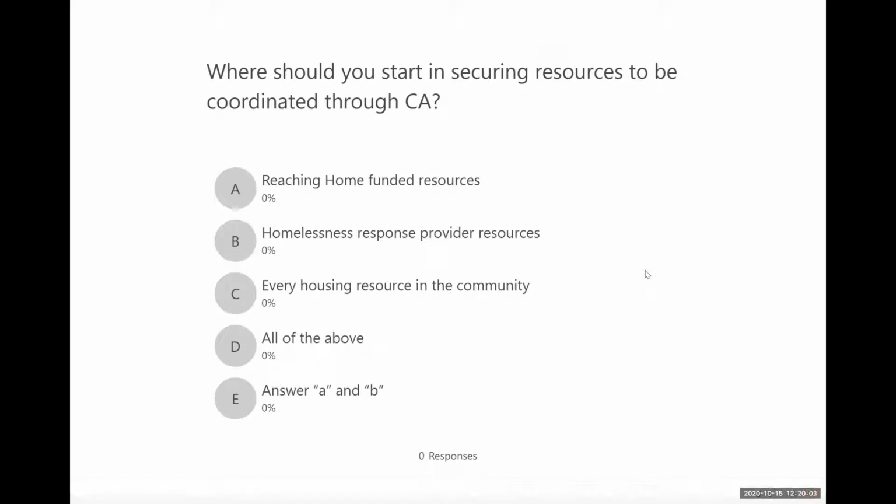So where do you start in securing resources to be coordinated? Is it through Reaching Home homelessness response providers' resources? And when we say that, we mean those that are funded or have a primary mandate to end homelessness. Every housing resource in your community, all of the above, or just A and B?